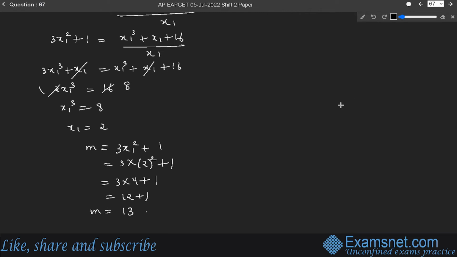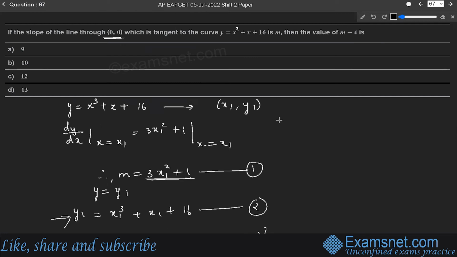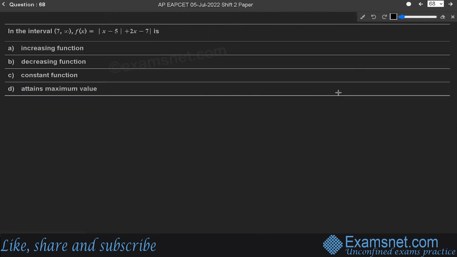Now we have to calculate the value for m minus 4. Putting the value of m here, 13 minus 4 will be equal to 9. Therefore, we can say that the value of m minus 4 is 9. So the correct option here is option number A. I hope that this question is clear to you. Moving on to the next question.